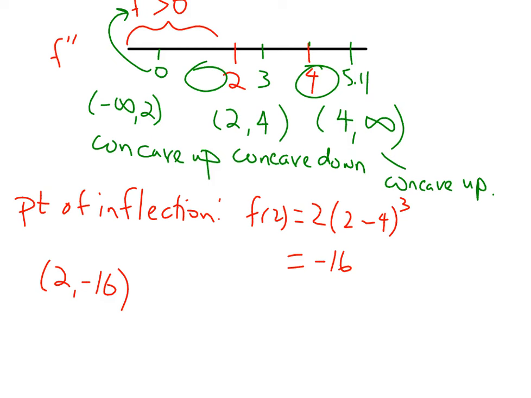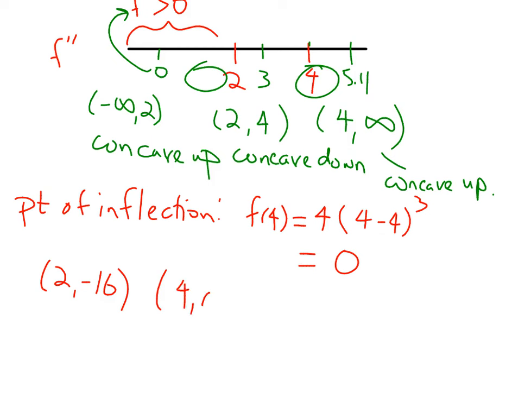Again, because I know there's a point of inflection at 4, plugging 4 into the original function, I think that's an x-intercept, so I hope I get 0. Plugging in 4, I get 4 times 4 minus 4 cubed. Well, there it is, I know I get 0. So I know the other point of inflection is at 4 comma 0. Okay? And that's really the purpose of the second derivative, to find points of inflection and concavity.